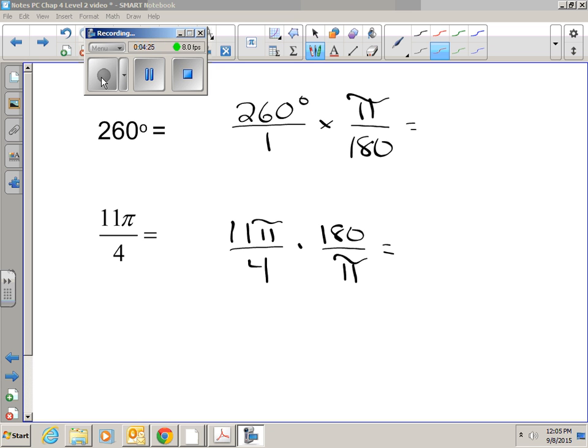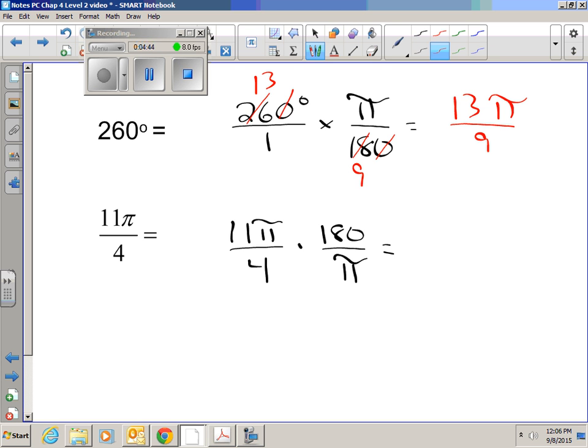Okay, the first one, you should have written that out. We're going to cancel the zeros. I can cancel the 26 and the 18, dividing each by 2. It looks like I get 13 and 9. So the 260 degrees becomes 13 pi over 9 radians. And yes, the radians are often a fraction and in terms of pi.